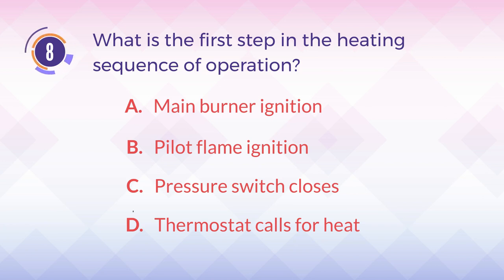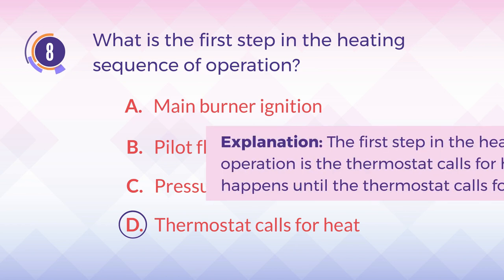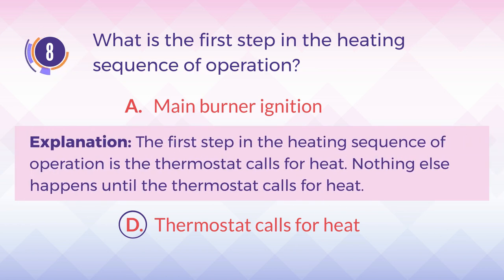The correct answer is D. Thermostat calls for heat. Explanation. The first step in the heating sequence of operation is the thermostat calls for heat. Nothing else happens until the thermostat calls for heat.